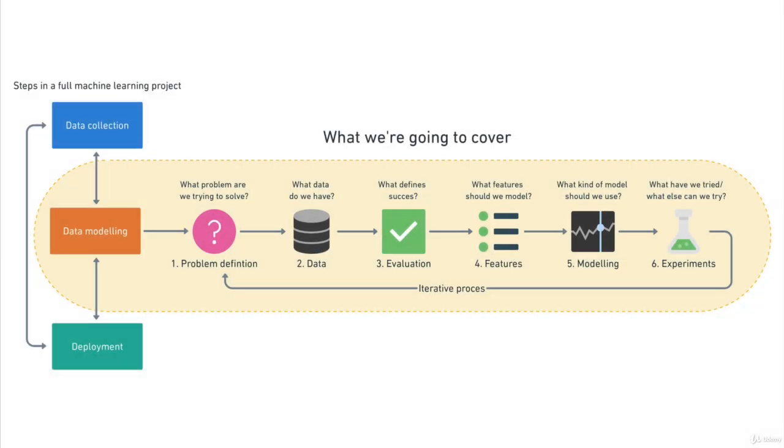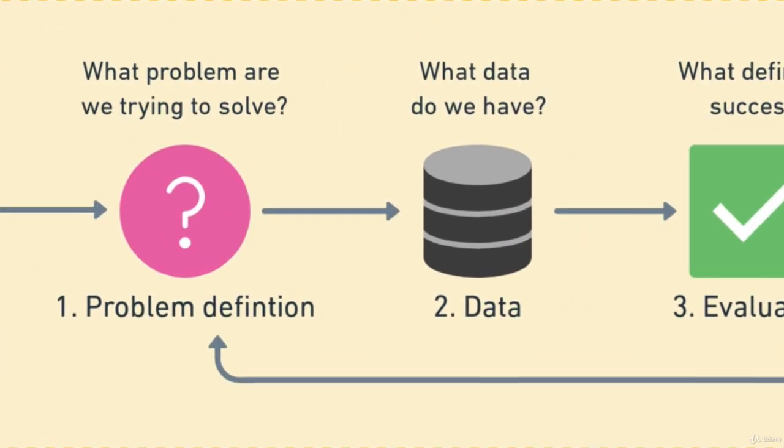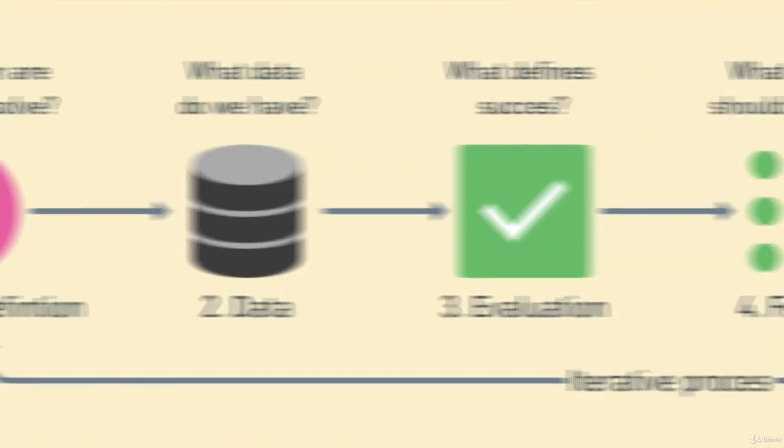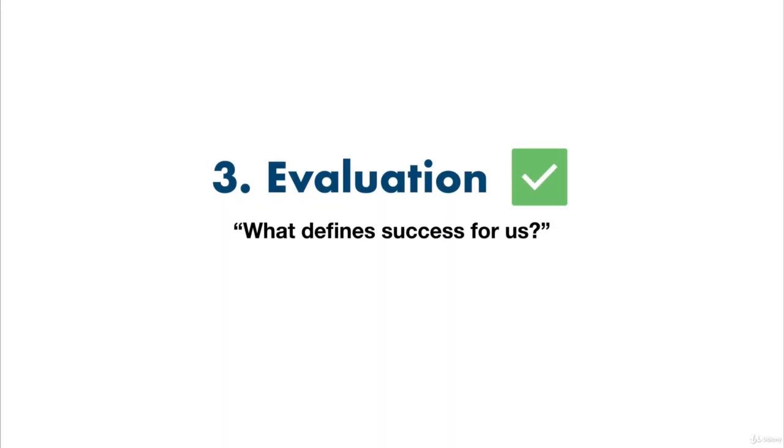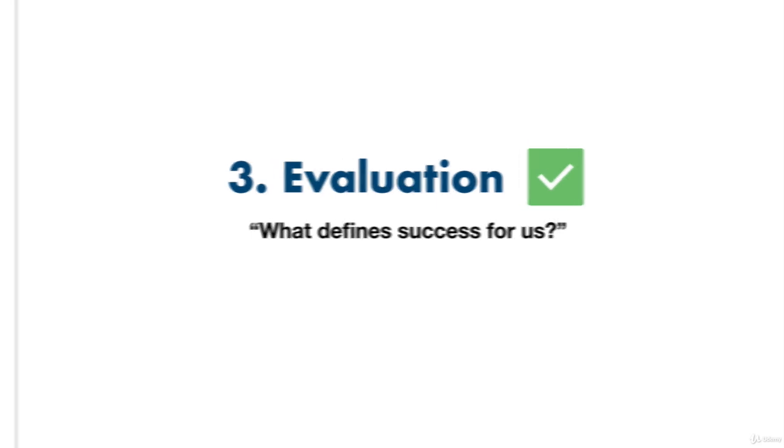Now we've gone through step 1 and 2, problem definition and data. It's time for step 3, evaluation. Every machine learning problem you come across will have the similar goal of finding insights in data to predict the future in some way. An evaluation metric is a measure of how well a machine learning algorithm predicts the future. And in this step, the question you'll want to answer is, what defines success for us?